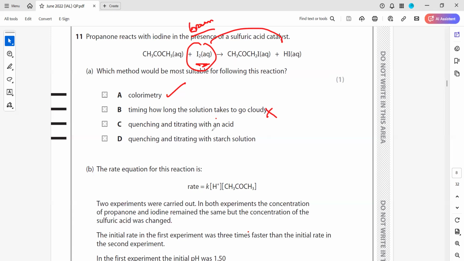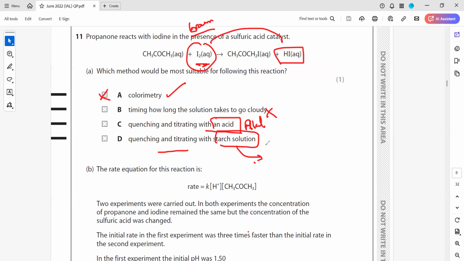Then quench and titrate with acid. No, I should titrate with an alkali. If I'm quenching, I should titrate with an alkali because hydrogen iodide is acidic. So I can titrate with an alkali. And quench and titrate with a starch solution? Not starch; it would be thiosulfate, because iodine can react with thiosulfate. So basically the starch solution won't react with anything.